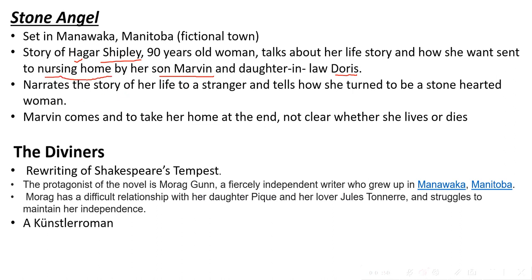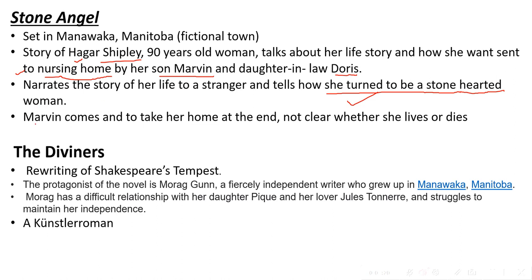There she goes and she starts feeling as if she is lovelorn and has always been suppressed in her life. She remembers her dead son John and thinks that John was a better son. One day she goes to a stranger and starts telling about her life, how she came to become such a stone-hearted woman who has no feelings, no sentiments for anyone. And now she doesn't want to go back to her home.